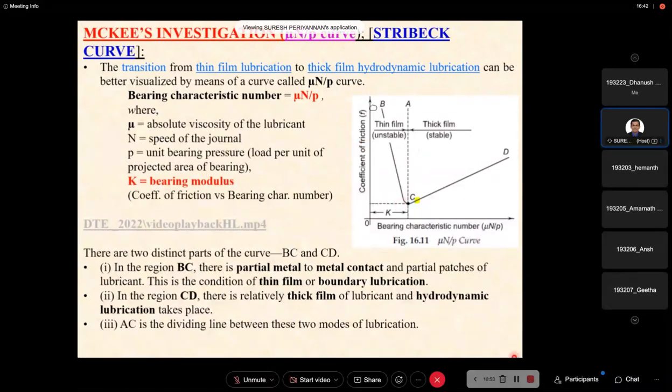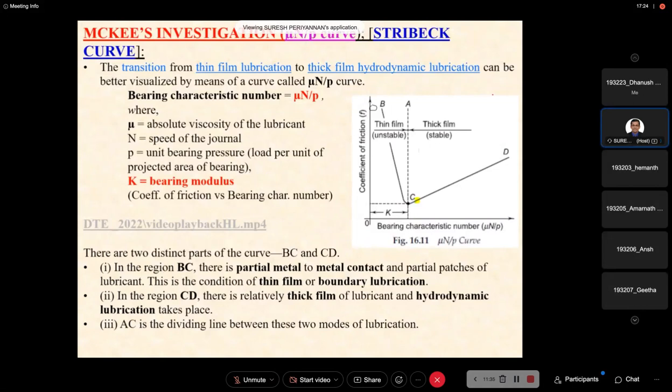Okay, I take my pen. The region B and C is the partial metal to metal contact and the patches of the lubricant. Here, this is the condition of thin film lubrication. B and C is the thin film lubrication. This condition is unstable. During this time, our bearing system is unstable. Unstable means not in mechanical equilibrium. What is unstable here?